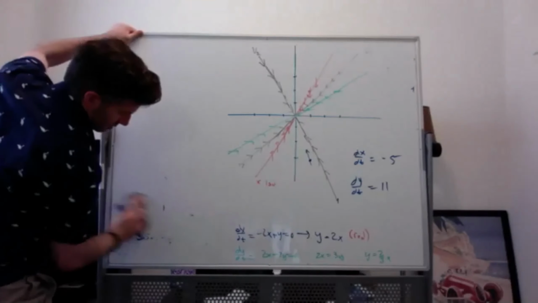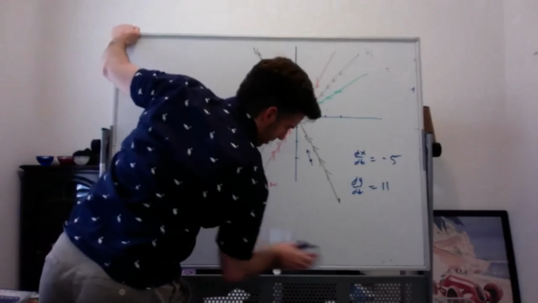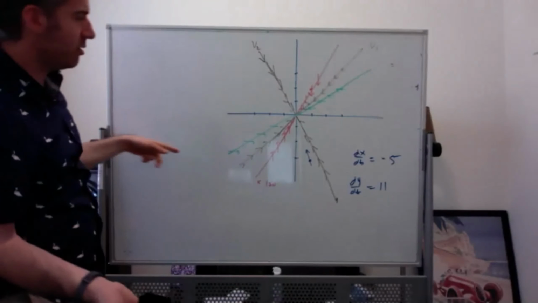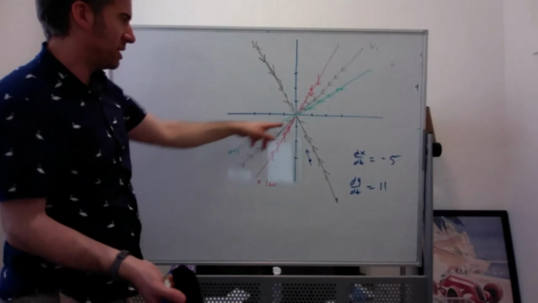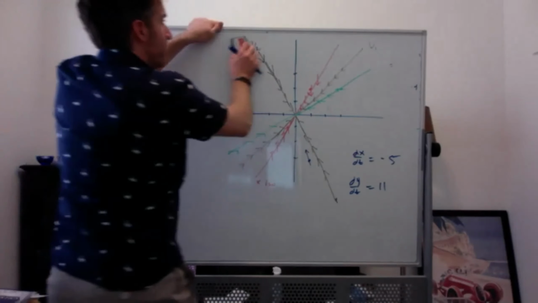This is when it becomes more important to really make sure you draw your null lines in different colors. Because here, with the null lines being green and red, we see they intersect at one point, the origin, which was our only equilibrium.